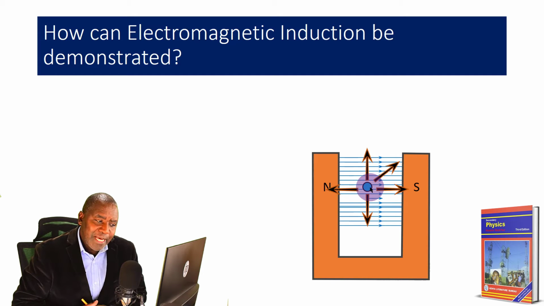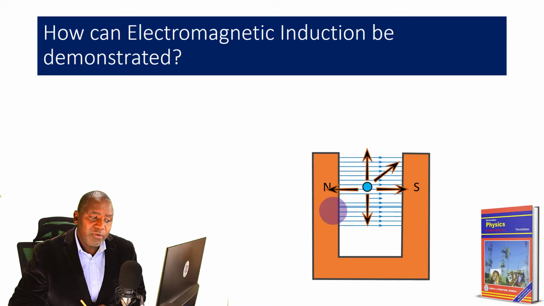When you move it at an angle, it is partly upwards. You can see when you move it at an angle this way, there is a component of that wire which is moving vertically upwards. There is another component which is moving horizontally. Before I go to that, you will observe that when I move the wire to the right or to the left, there is no deflection.